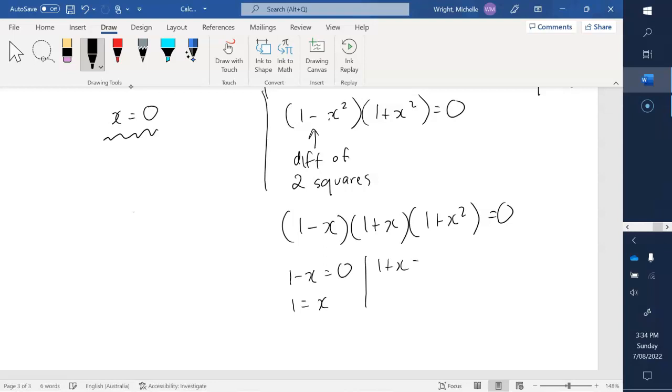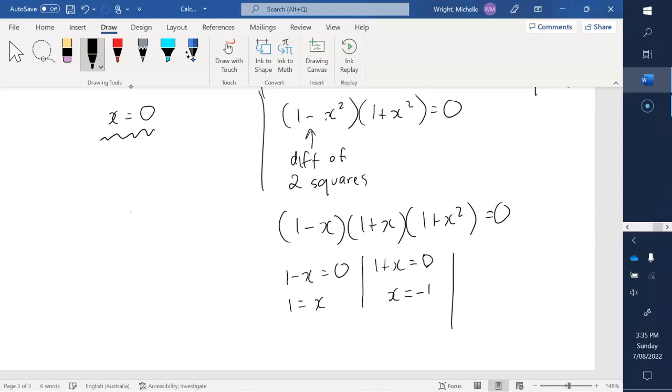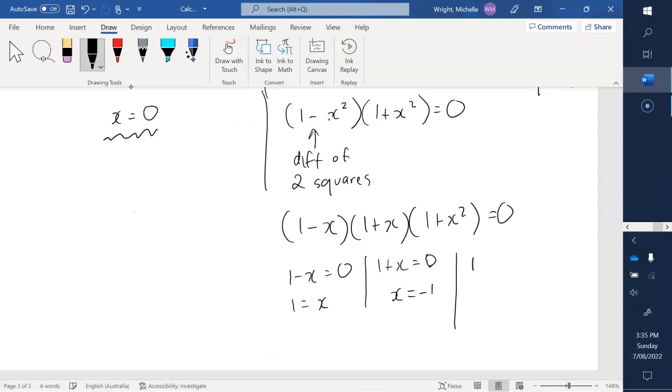1 plus x equals 0. So rearrange that to get x as minus 1. If you need to stop the video there and make sure that you can rearrange those, please do. 1 plus x squared equals 0. x squared equals minus 1. So in that case here, there's no solution because I can't take the square root of a negative number.